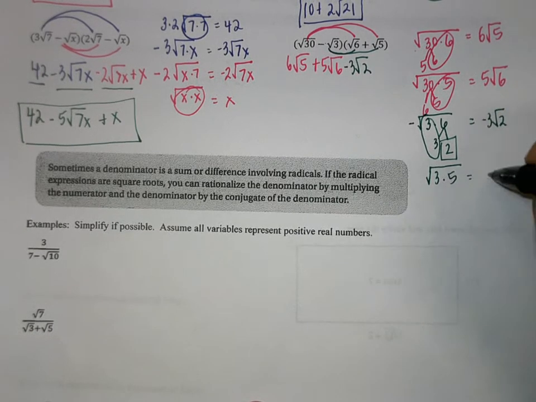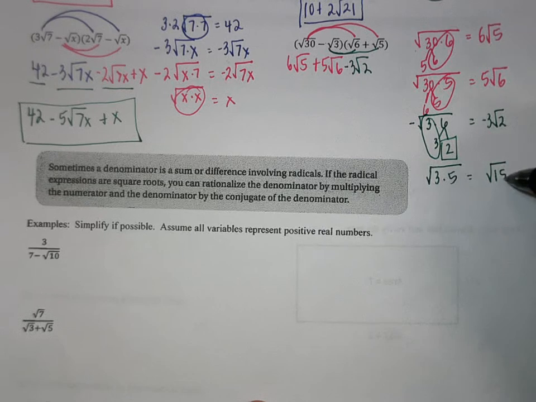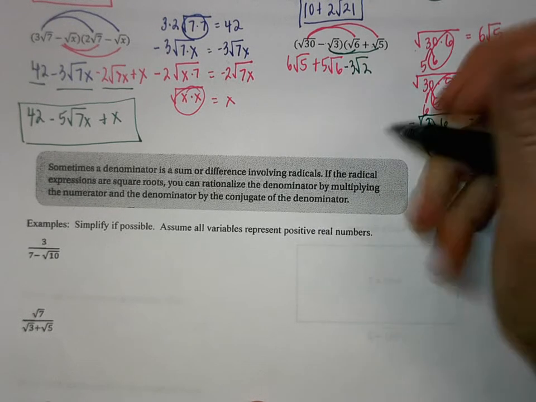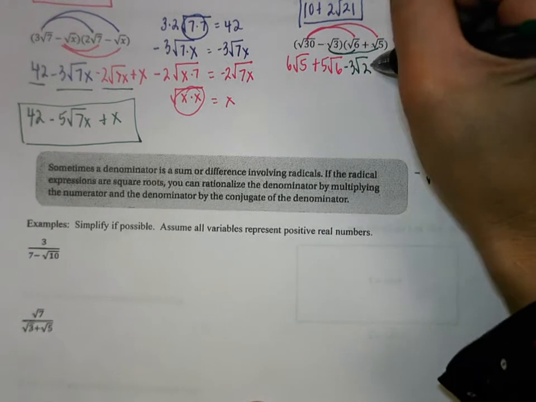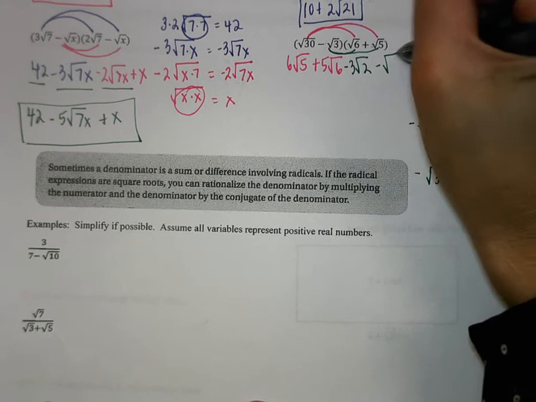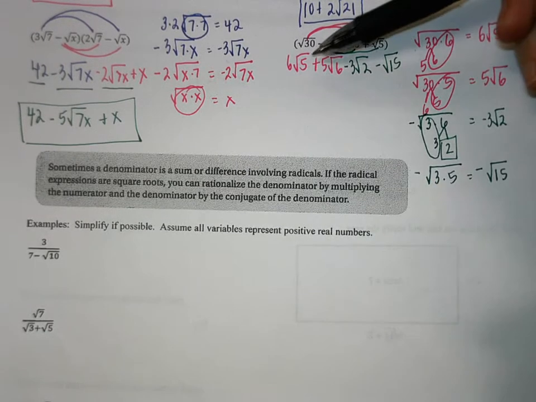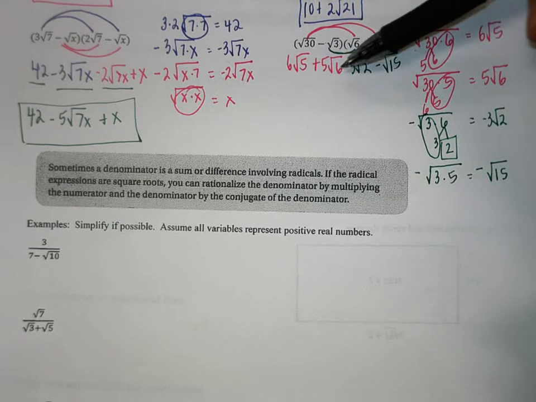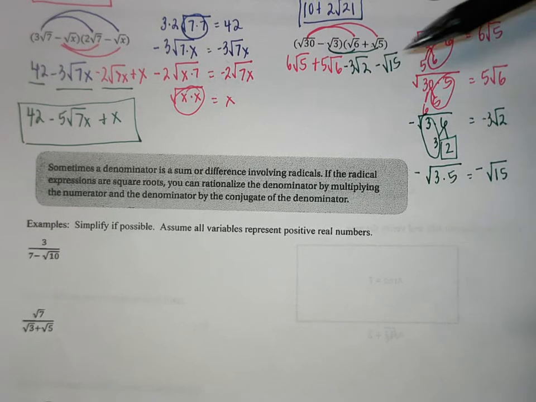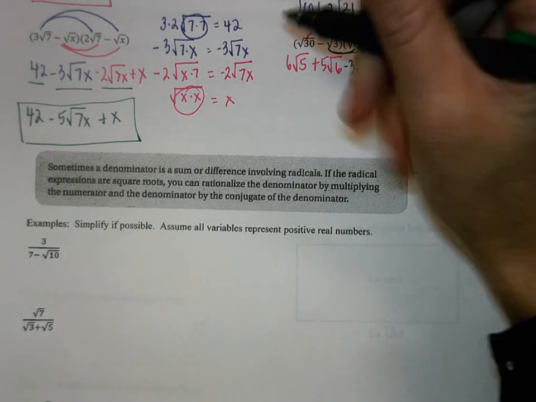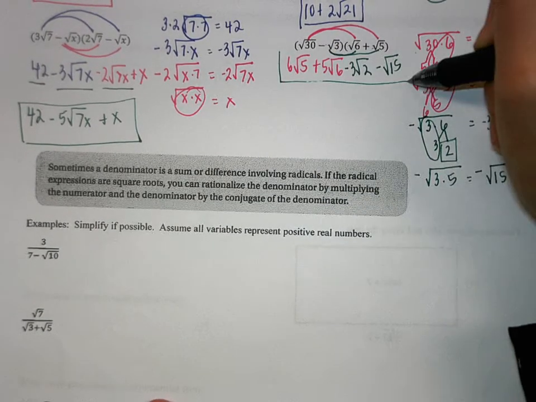Is it positive or negative? Negative. Very good, because a negative times a positive makes a negative. And so we write negative root 15. And then if we look at each of these roots, each of them are square roots. This is a root 5, this is a root 6, this is a root 2, this is a root 15, and none of them can break down to take out any pairs. So we have no like terms, and this is my answer.